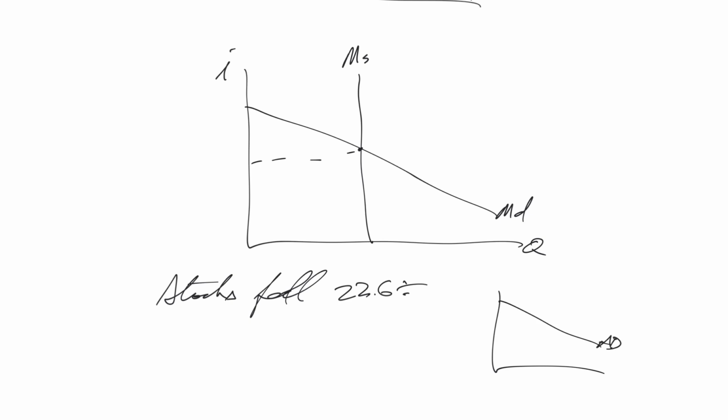How's the stock market going to affect the economy? Here's long run aggregate supply. Let's just have those two. Here's the price level. Here's the equivalent price level. Here's GDP.